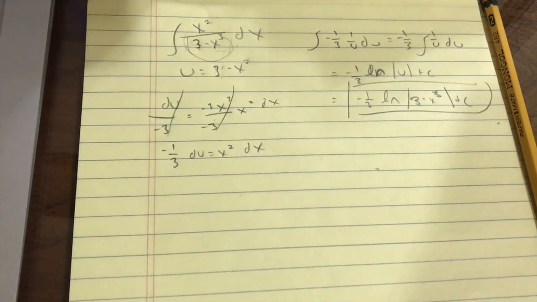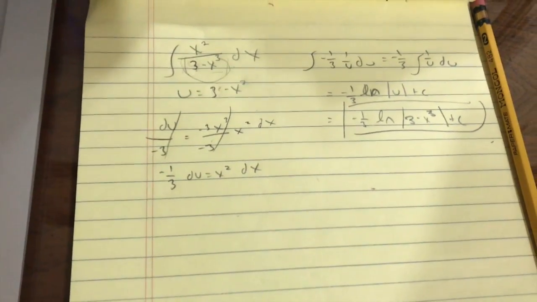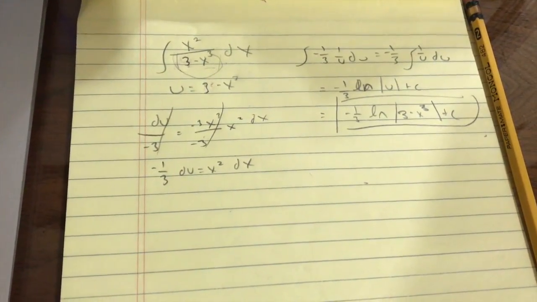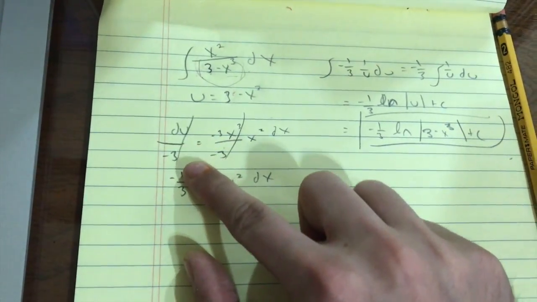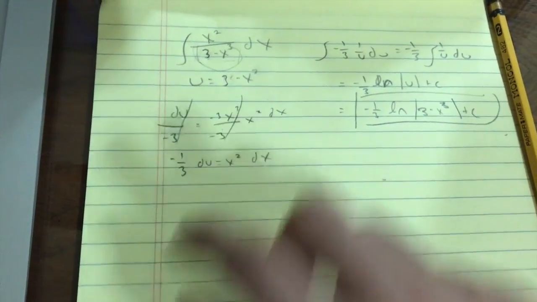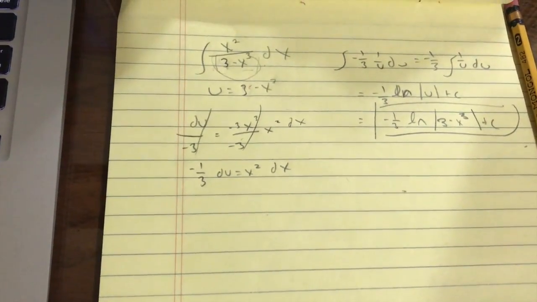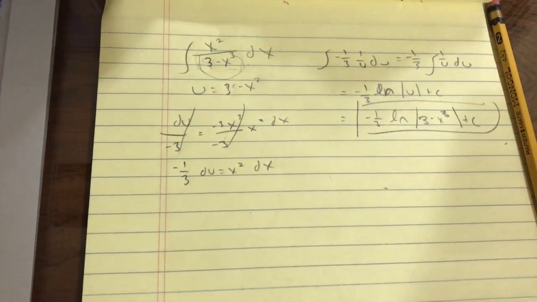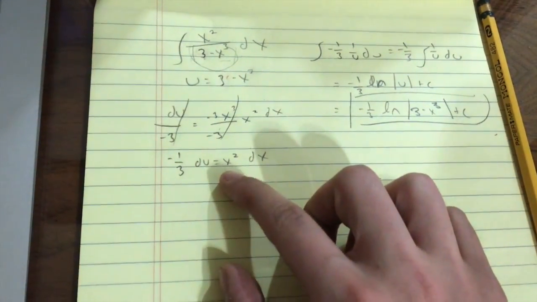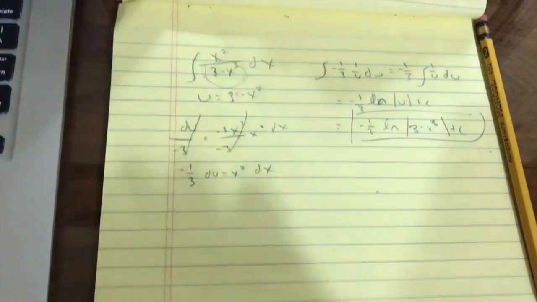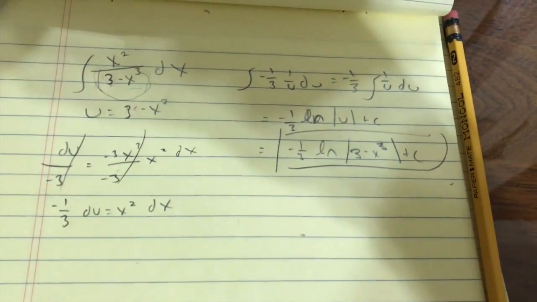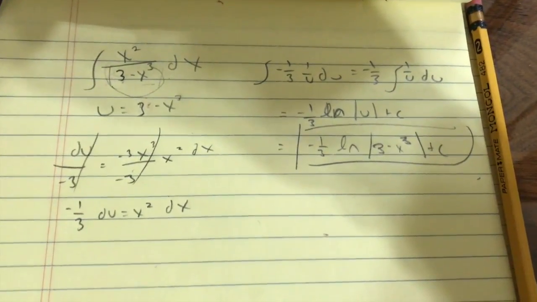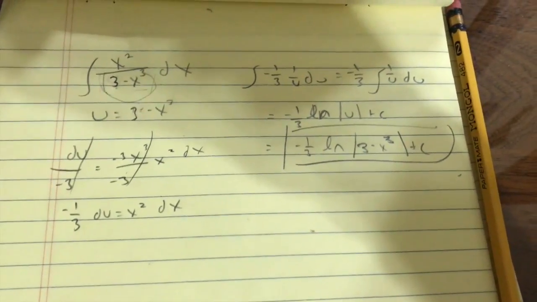Then you have to get rid of that by dividing by negative 3 on both sides, as seen here. You have to divide du by negative 3, and then you would get negative 1/3 du, and that would equal x squared dx. Then the integral is negative 1/3 du over 3 minus x cubed, which becomes u.